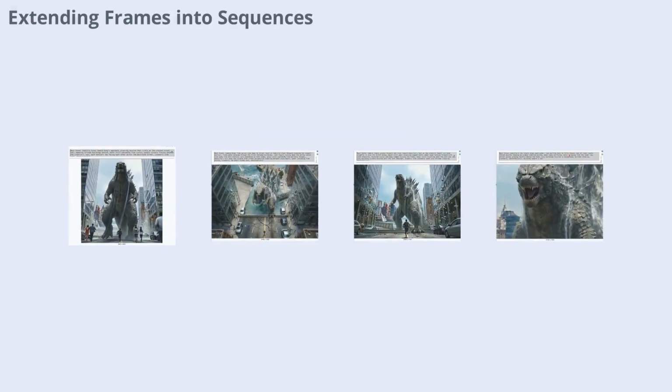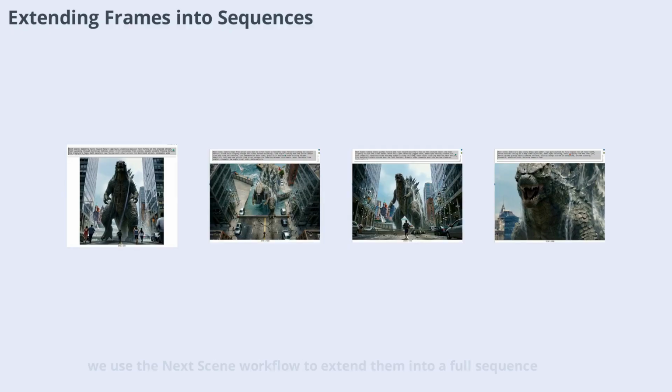Once the keyframes are ready, we use the next scene workflow to extend them into a full sequence. Each image evolves into the next, creating a natural progression. The characters move, the environment shifts, and the tension builds across frames. This approach transforms static images into a connected narrative, laying the groundwork for a compelling cinematic experience.